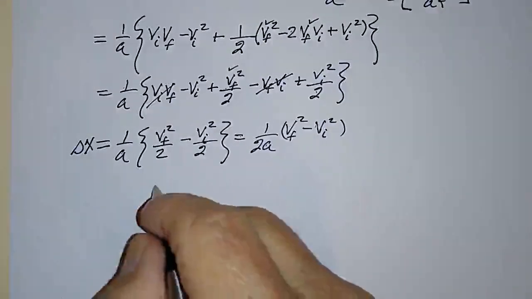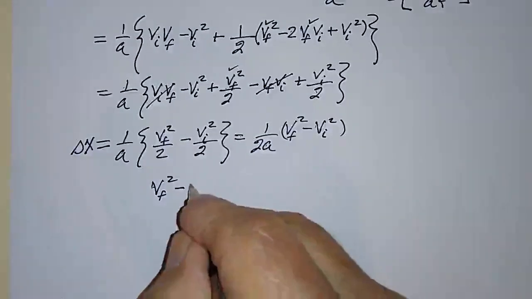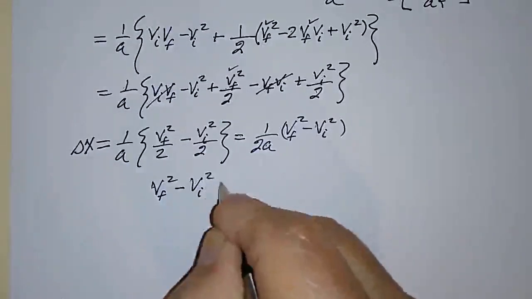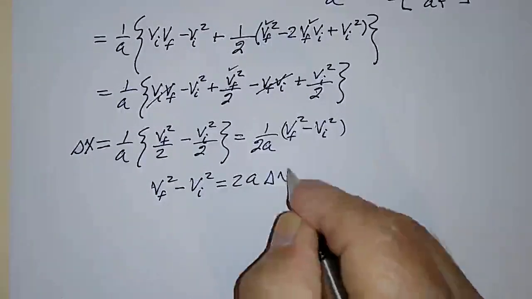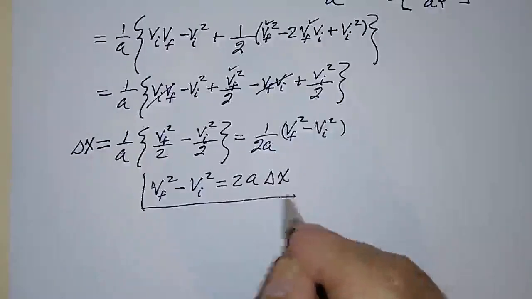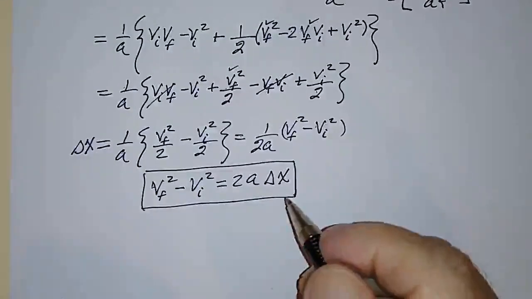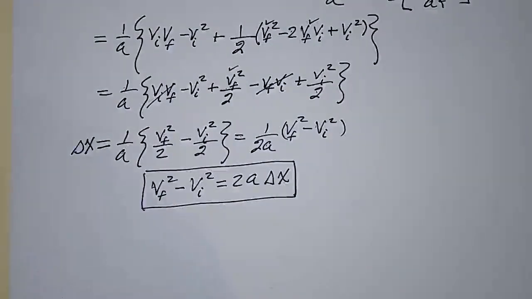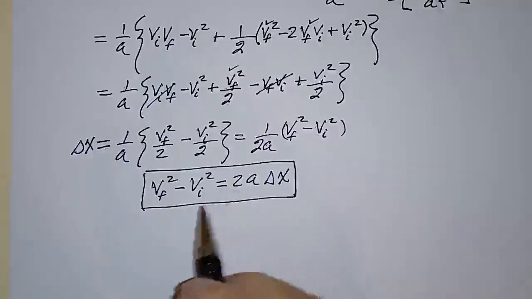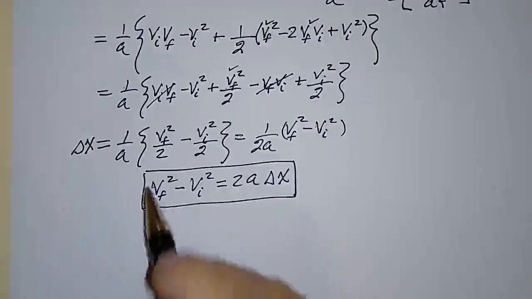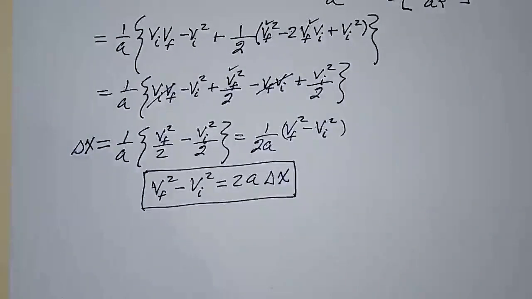Or I can write it as v final squared minus v initial squared is equal to 2 times a times delta x. And this is a very useful connection between delta x and v, because it doesn't involve t. It's very useful to solve problems where you don't know the value of delta t.